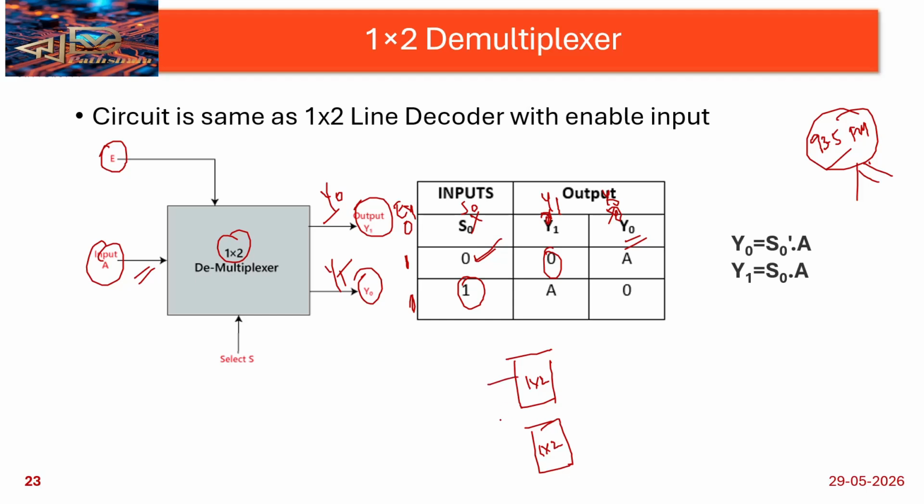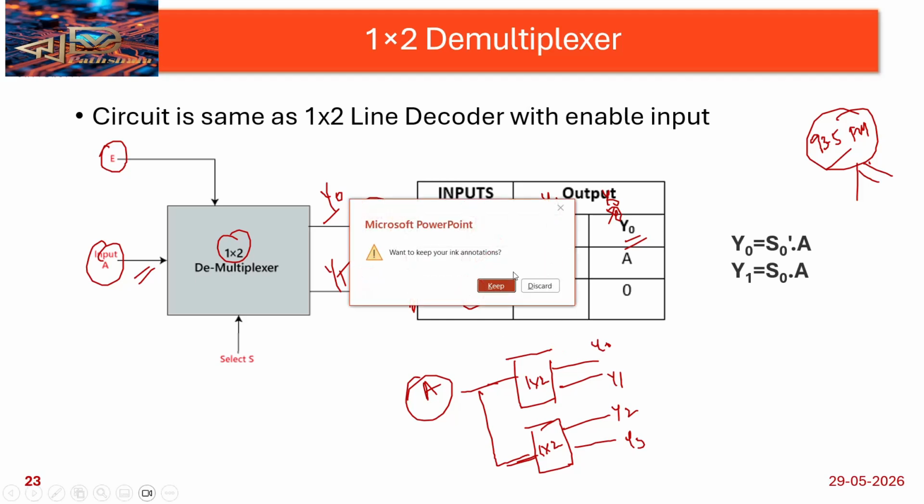Here one select line, one input I am giving. This input will be common to these two demuxes. A is given here, and then I am getting two outputs, Y0 and Y1, and here also two outputs, Y2 and Y3. So one input, four outputs I am getting by using two 1 by 2 demultiplexers. In this way we will get the output equations. Let's see the code.